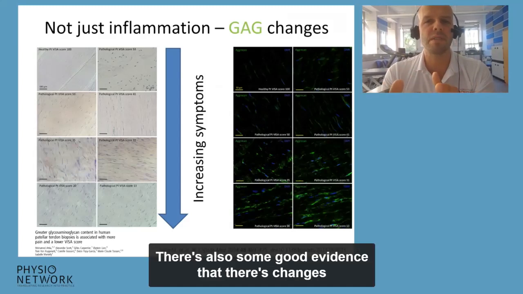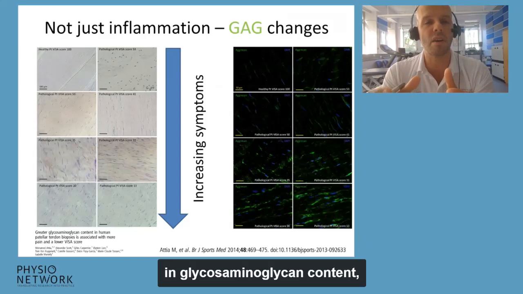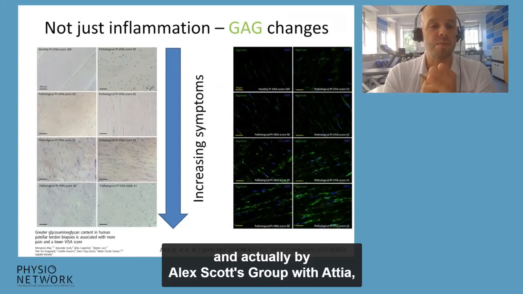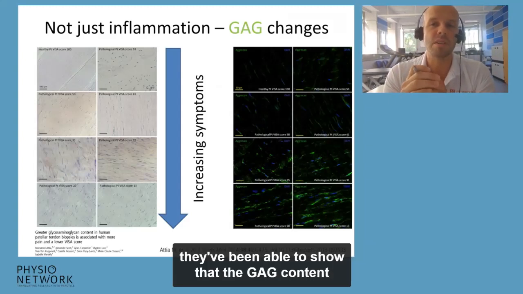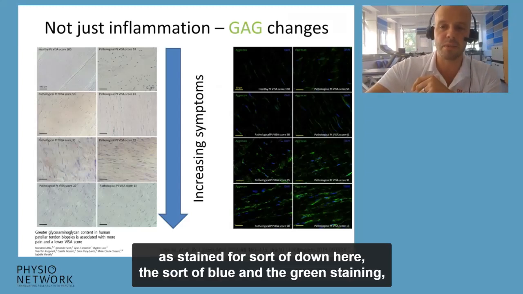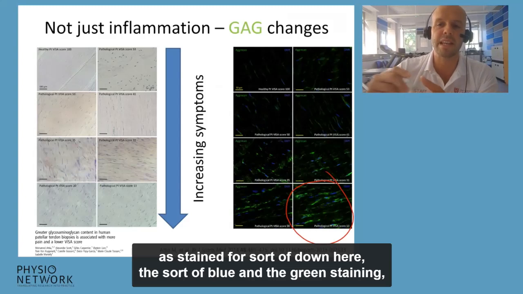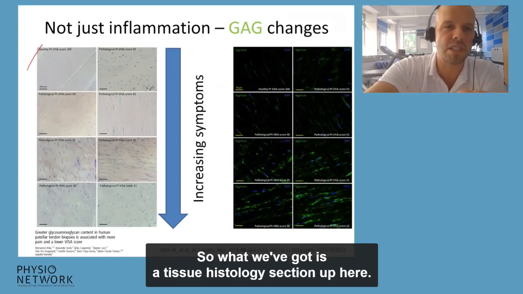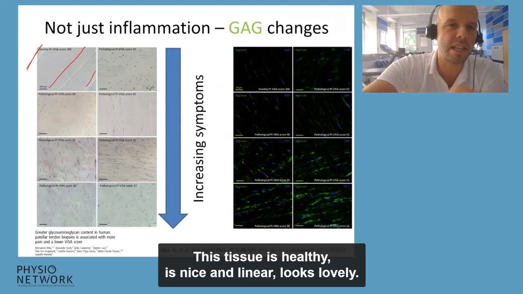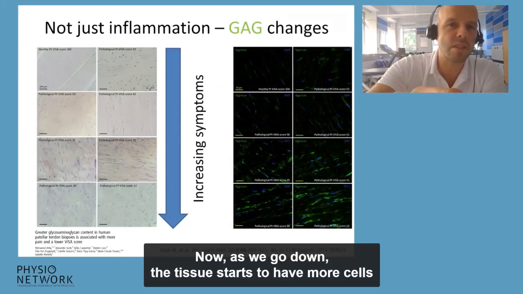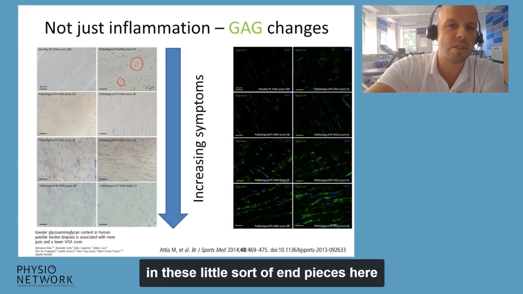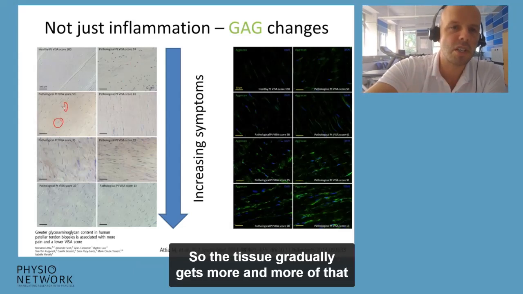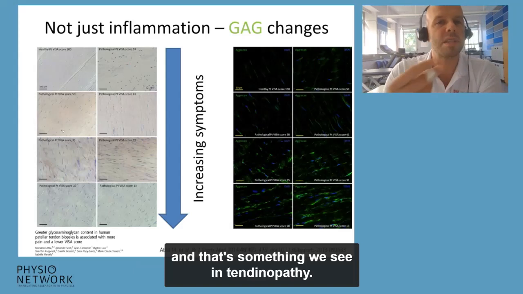However, it's not just about cells changing. There's also some good evidence that there's changes in glycosaminoglycan content, commonly referred to as GAG content within the tendon. And actually by Alex Scott's group, they've been able to show that the GAG content, as stained for down here, the blue and the green staining, is actually associated with pain. So what we've got is a tissue histology section up here. This tissue's healthy, it's nice and linear, looks lovely. Now, as we go down, the tissue starts to have more cells in these little end pieces here where you've actually got the nucleus of the cell shown. So the tissue gradually gets more and more of that. And that's something we see in tendinopathy.